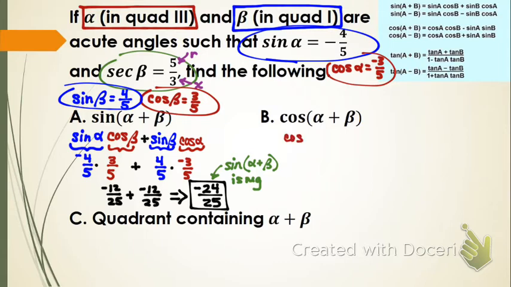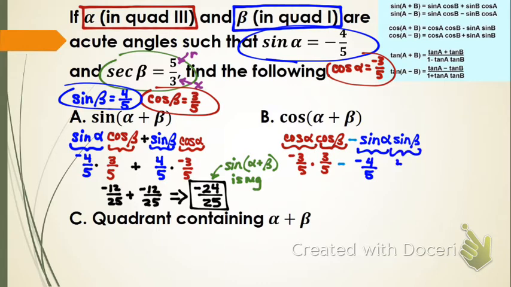Cosine of alpha plus beta. So I need cosine of alpha, cosine of beta. So cosine alpha, negative 3 over 5 times cosine beta, which is just 3 over 5, right? What operator do I need? Subtraction. And then we have sine of alpha times sine of beta. Sine of alpha was negative 4/5. Sine of beta was positive 4/5. So I end up with negative 9 over 25 minus negative 16 over 25. Well, I know I'm over 25. What do I get? 7 over 25.